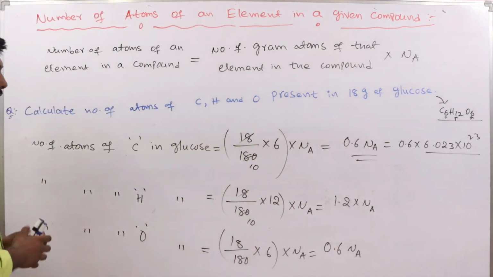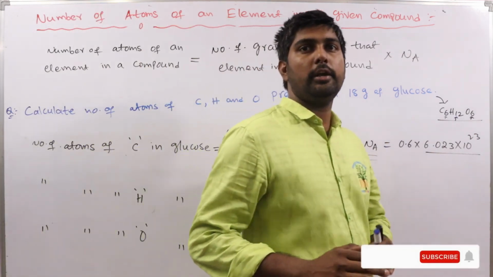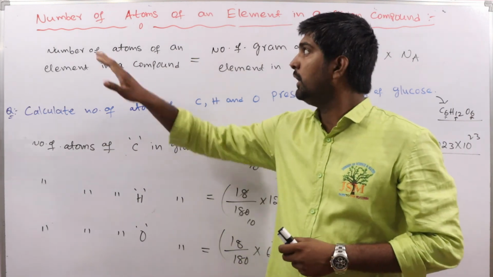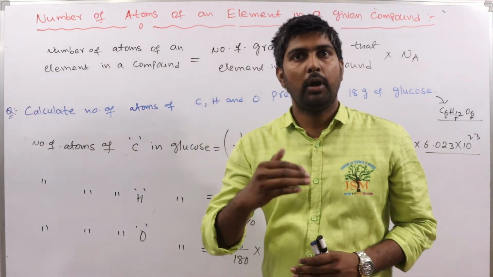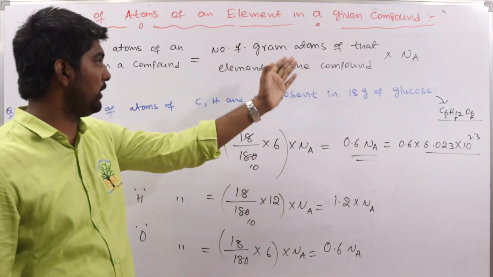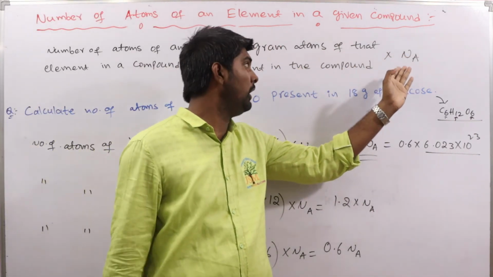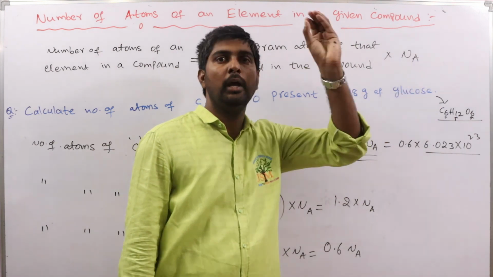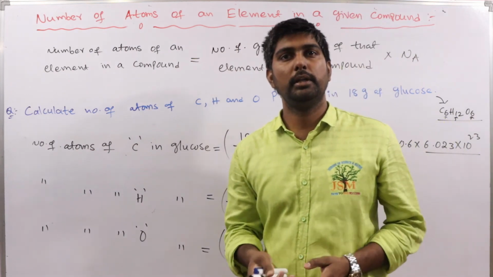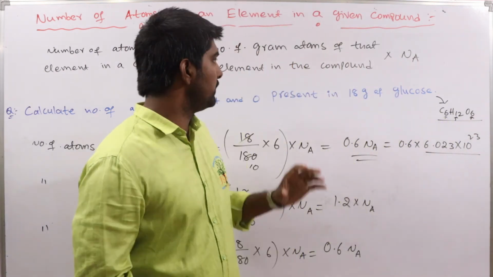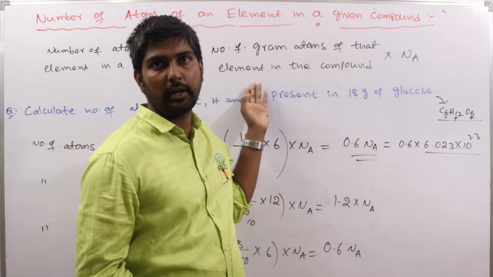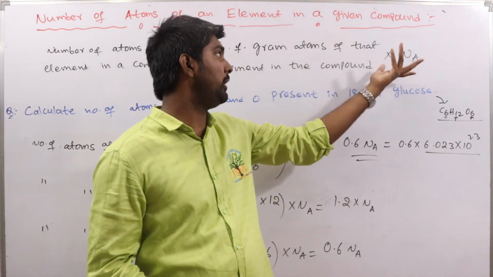Clear. So in this way, easily we can calculate the number of gram atoms of a particular element in a given compound, and the number of atoms. If you remember the first formula, remembering the second formula is simple. The first formula which we discussed in this video, simply multiplied by Avogadro number, gives the number of atoms of that element in the given compound. So remember the previous formula, substitute here, and multiply by Avogadro number.